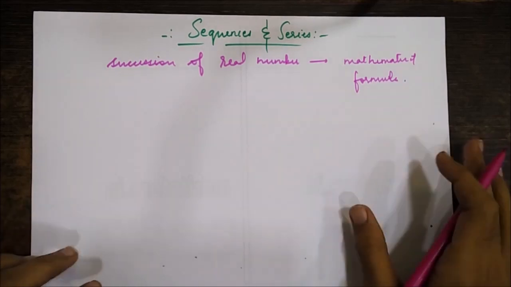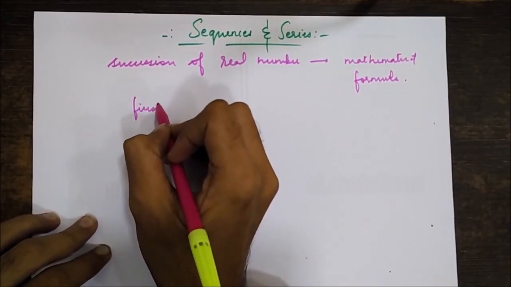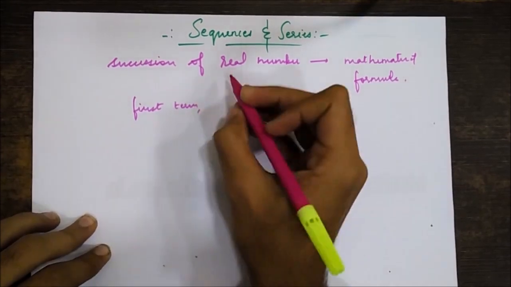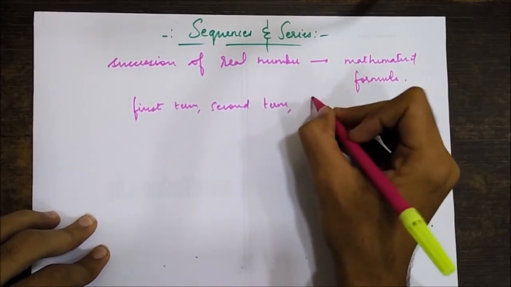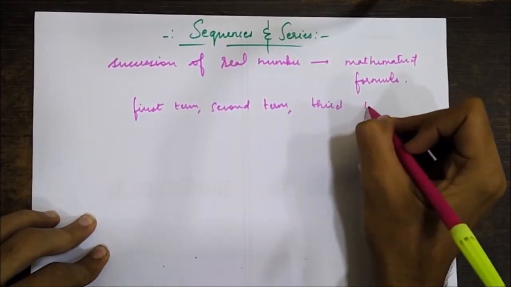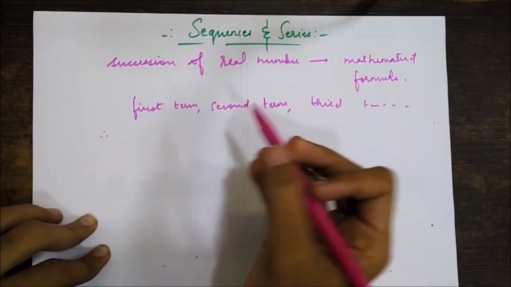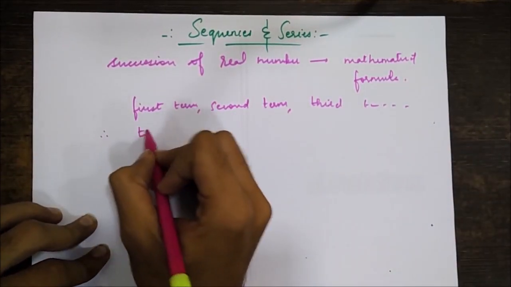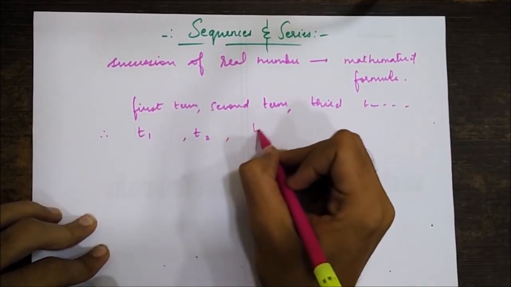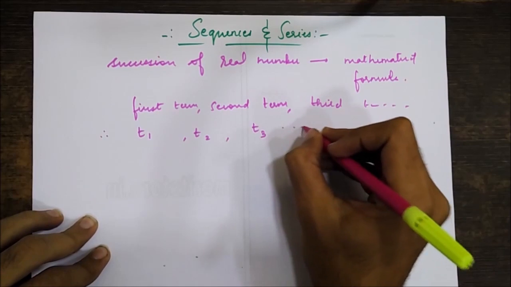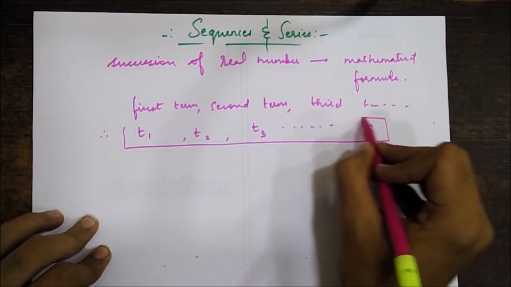So the terms of a sequence are written in order as the first term, the second term, the third term, etc. And the terms are denoted by T. For example, if we consider a sequence, T1 is the first term, T2 is the second term, T3 is the third term, and Tn is the nth term. So this is basically a sequence of n terms.